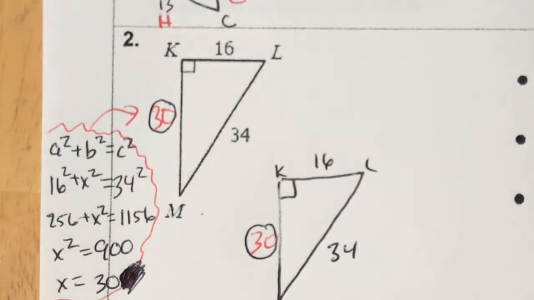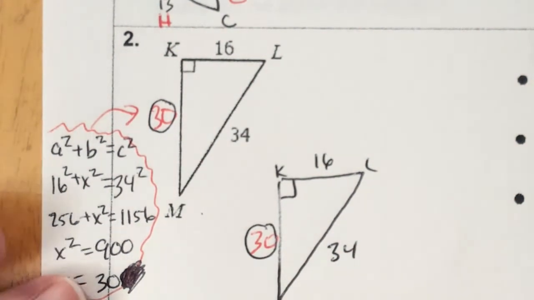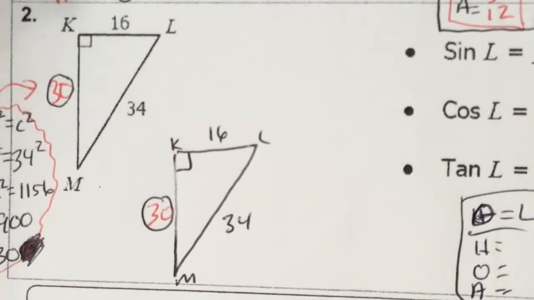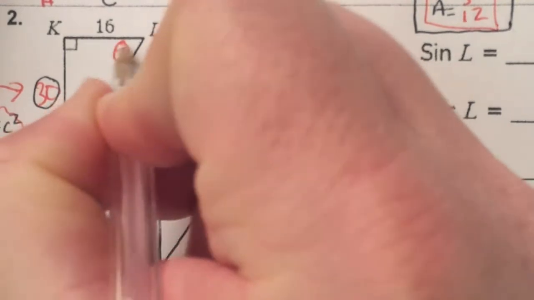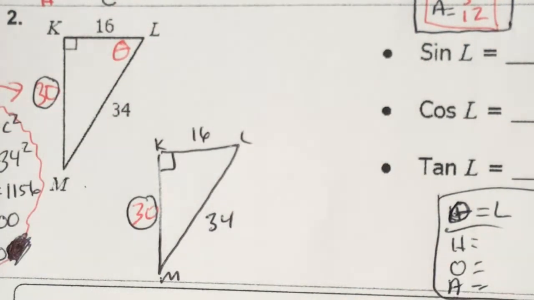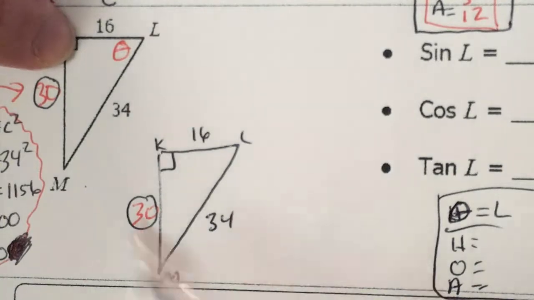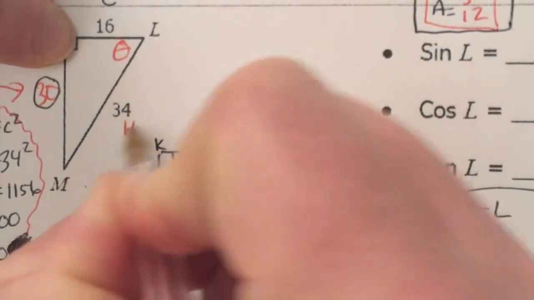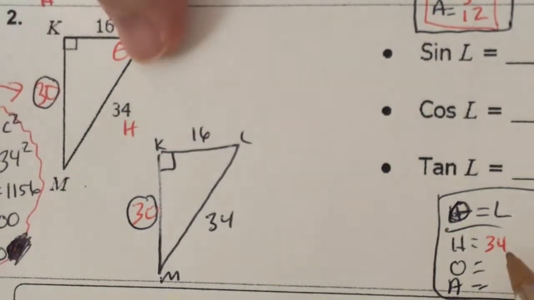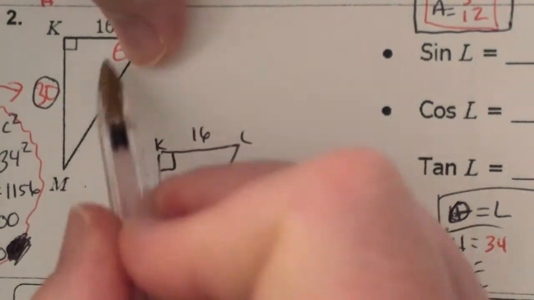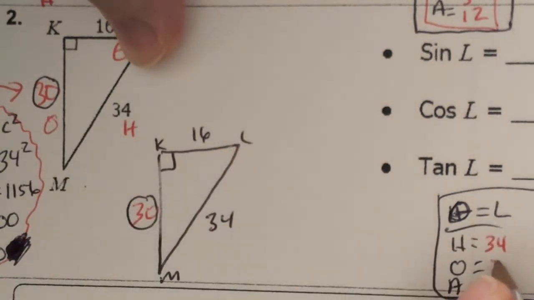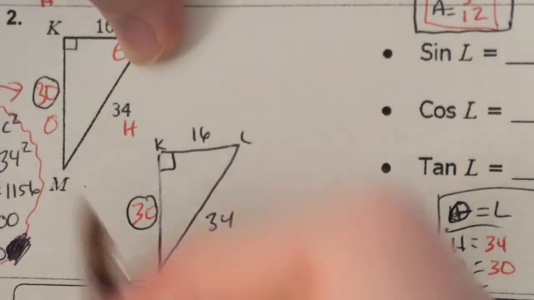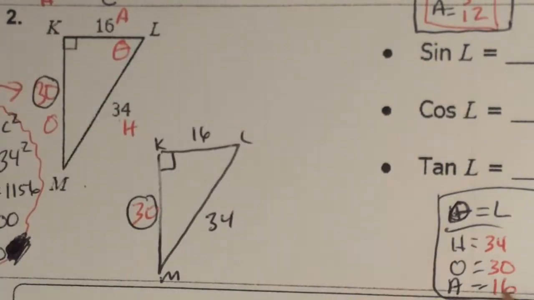Okay, so now that we have that, now we can actually start the problem. So when your theta is at L, let's put theta right here. We've got to find our HO and A. So H, put your finger on the 90 degrees. The one side you're not touching is your H, which is 34. Put your finger on the theta. The one side you're not touching is O. So I'm touching this side and this side, so this would be O, so that's 30. And the leftover side would be A. We already used 30 and 34. So we have 16 left over, and there you go.